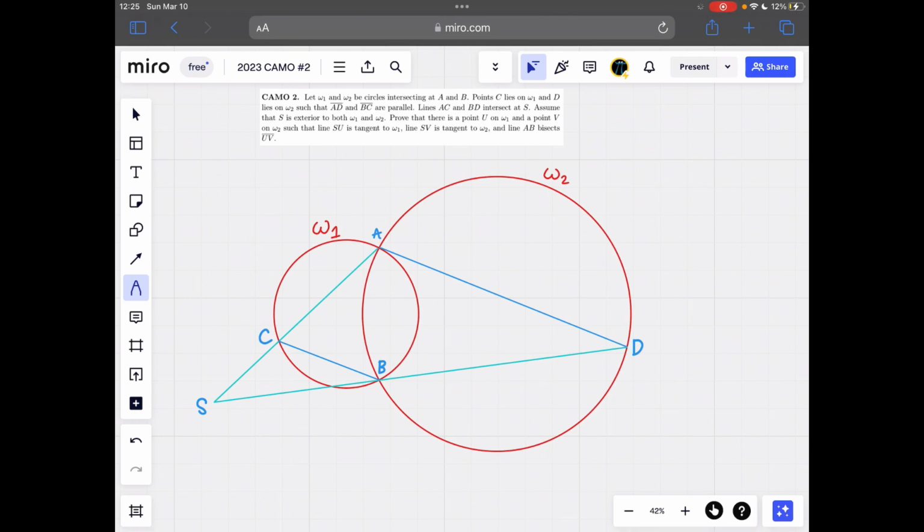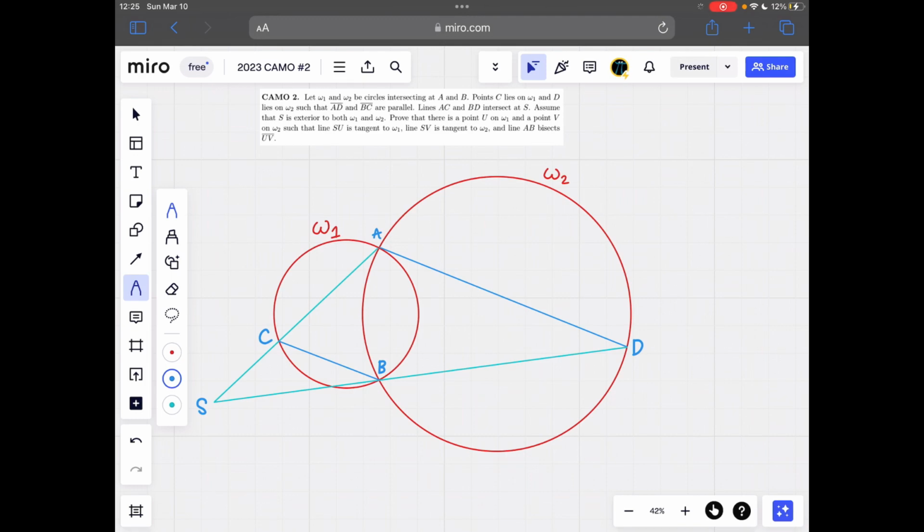So we have two circles here, omega 1 and omega 2. They intersect at points A and B. And point C is chosen on omega 1, with point D chosen on omega 2, such that AD and BC are parallel. And we're going to let lines AC and BD intersect at point S. We need to prove that there's a point U on omega 1 and a point V on omega 2, such that line SU is tangent to omega 1, and line SV is tangent to omega 2, and line AB bisects UV.